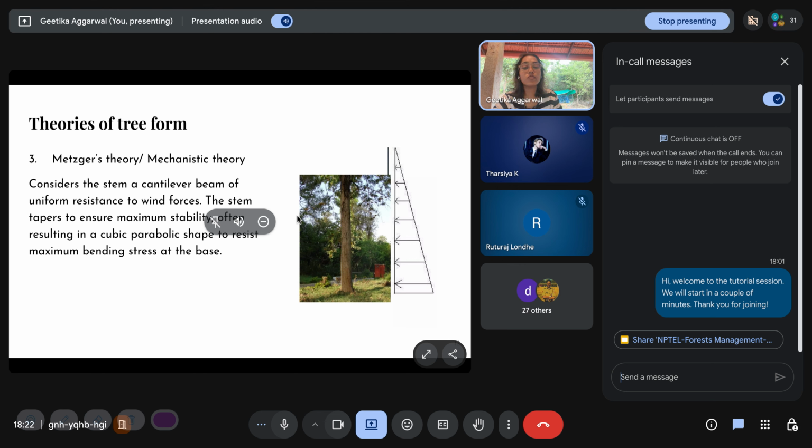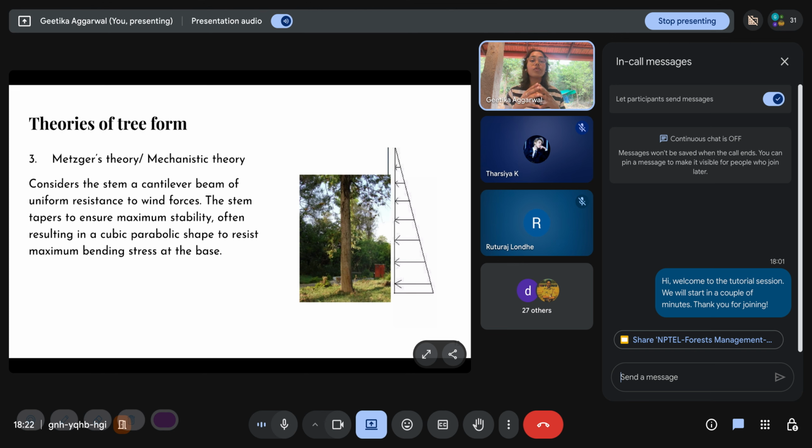And basically, there's wind that acts as a force against this beam because wind is blowing, and it exerts force onto the tree. And the tree stem tapers in order to ensure maximum stability, because the maximum amount of wind pressure will be at the anchor point.